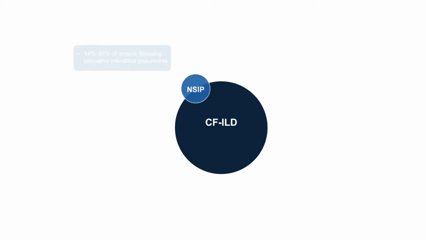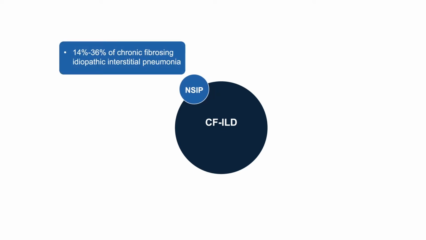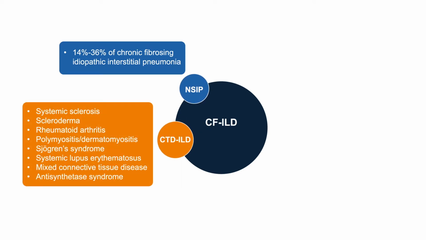So when you're looking at nonspecific interstitial pneumonias, we know that 14 to 35% of them do develop a fibrosing type of phenotype. When you're looking at connective tissue disease, interstitial lung diseases, we're talking about systemic sclerosis, right? Scleroderma, rheumatoid arthritis, polymyositis and dermatomyositis, Sjogren's syndrome, lupus, MCTD or mixed connective tissue disease, and then antisynthetase syndromes.